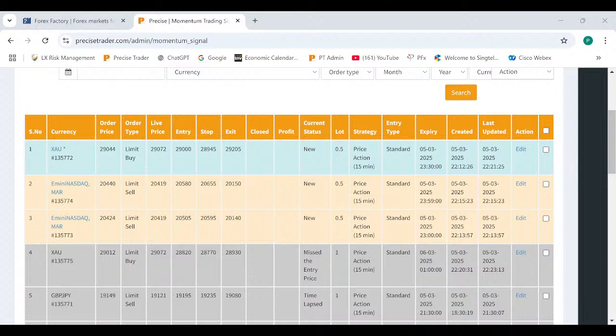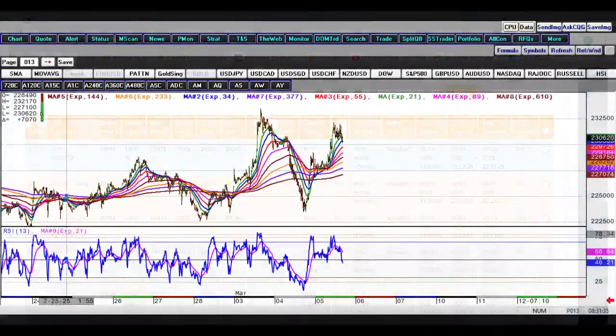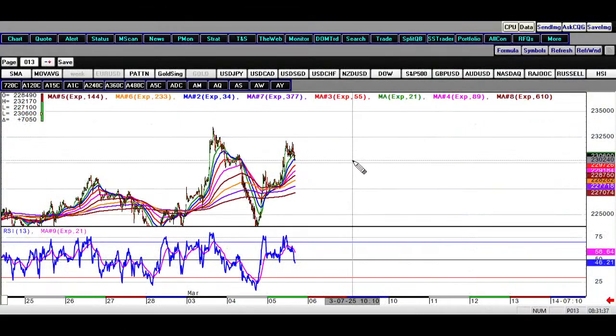We are trying to sell. So we will try to go for the gold now, and let's move on since the main session has already come into play.